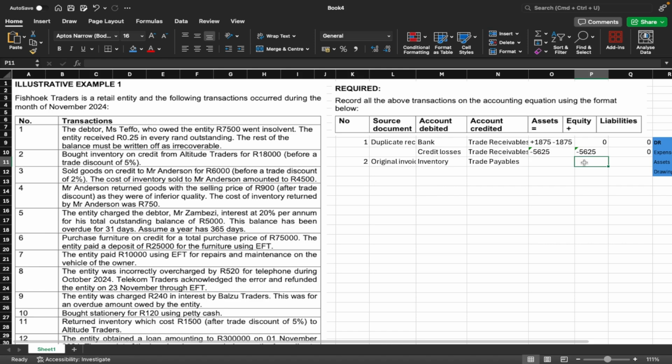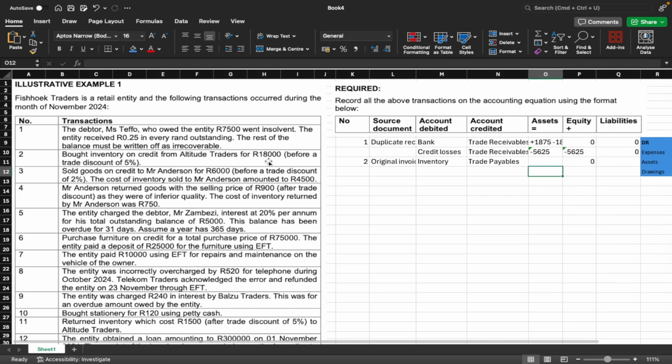And what else are we going to have? Well, we definitely don't have equity here because we don't have expenses, we don't have drawings, we don't have income, we don't have capital in this particular transaction. So we're going to put 0 for equity. And for liabilities, it's going to be the same amount as the inventory that we bought. But that's where we now need to determine what the amount is going to be. Okay, what is the amount for our inventory?